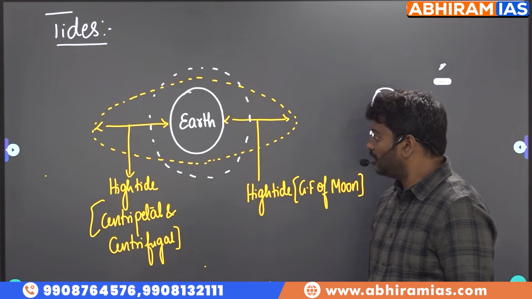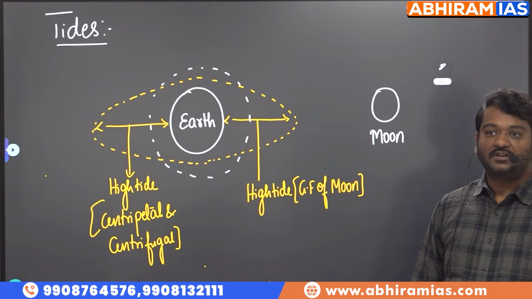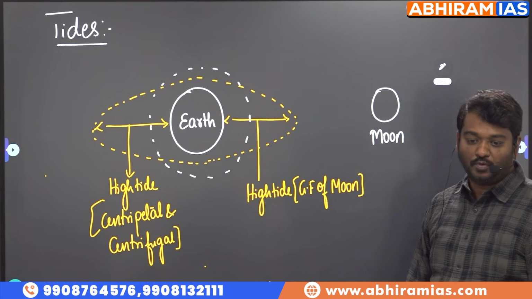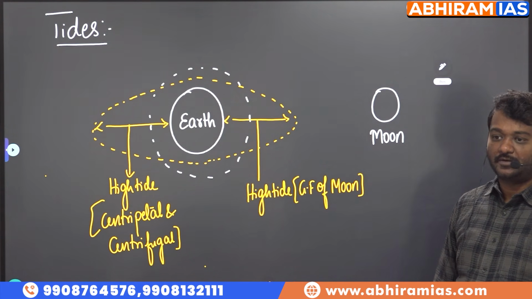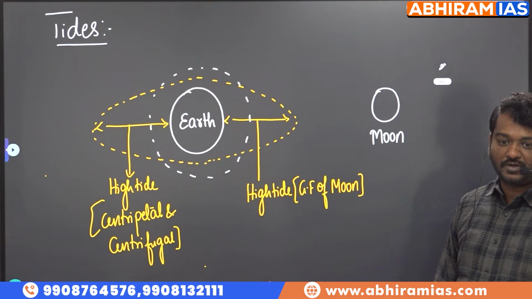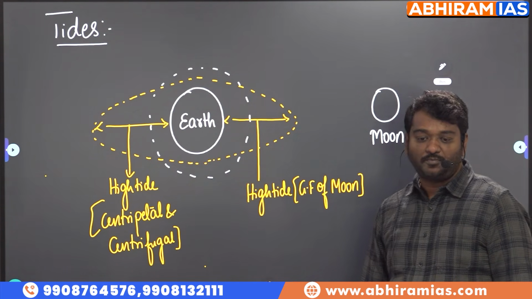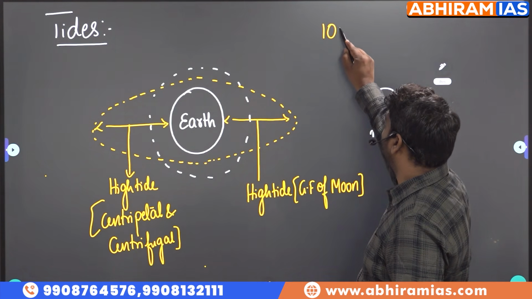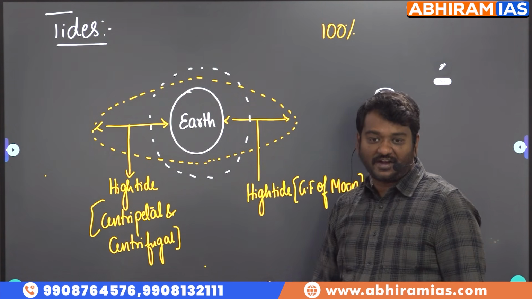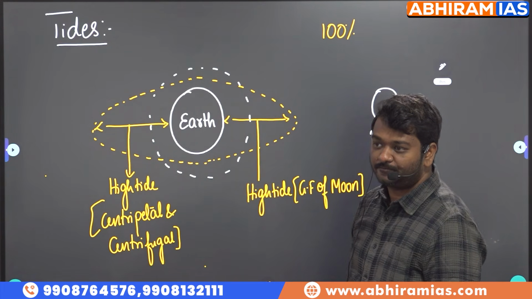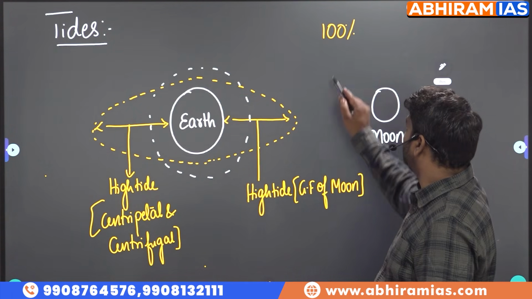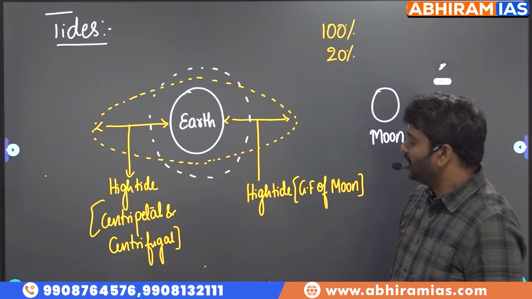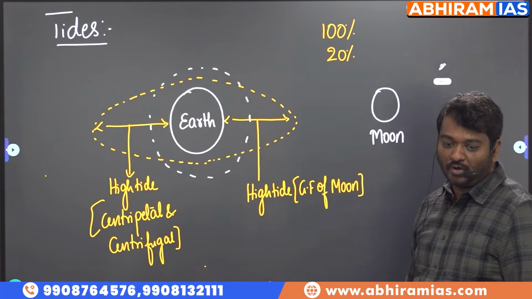Okay, so what are the reasons for the tides? First one is the gravitational pull of the moon. That point must be there. I'll give you 6 points, and those points must be there. If I take the gravitational pull of the moon as 100%, the second factor is the gravitational pull of the sun. The sun is also having some impact, and the impact is 20%.